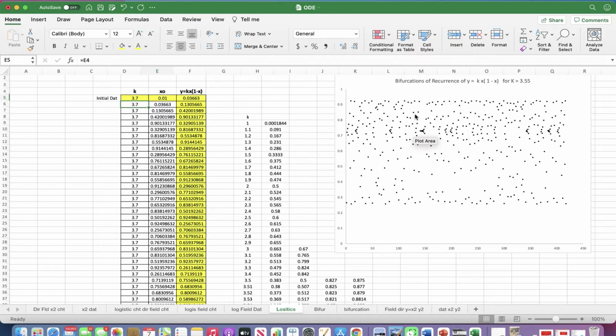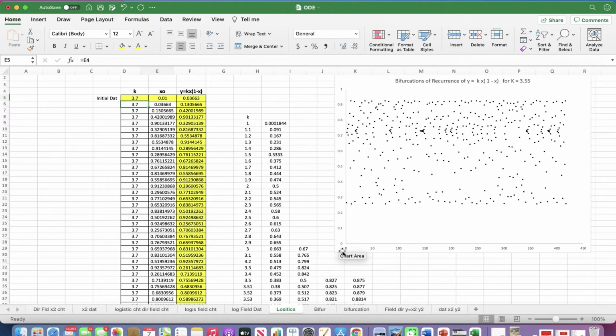Values don't exist outside this boundary. They all exist within this area. So these are what they call strange attractors. There isn't a single point at which the function converges anymore, but there's a range of values within which the function remains, and that is our strange attractor.